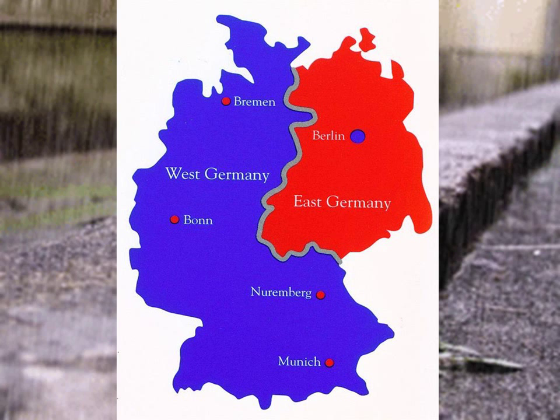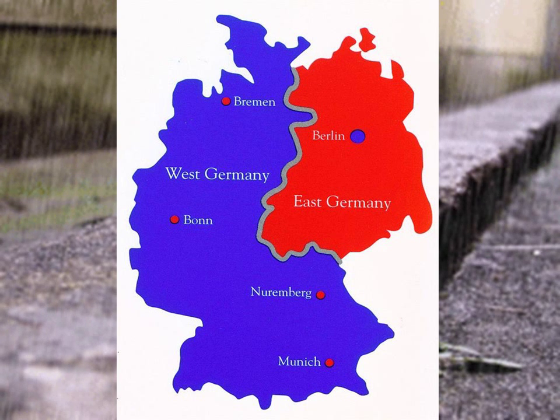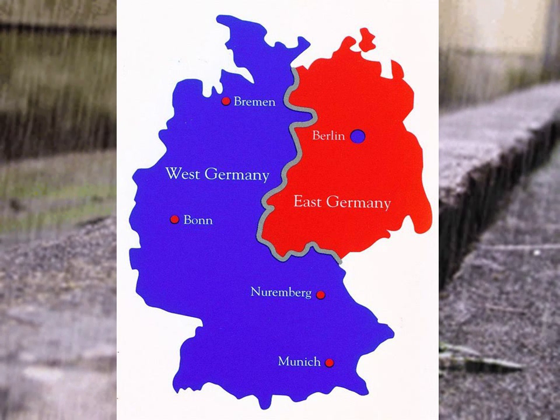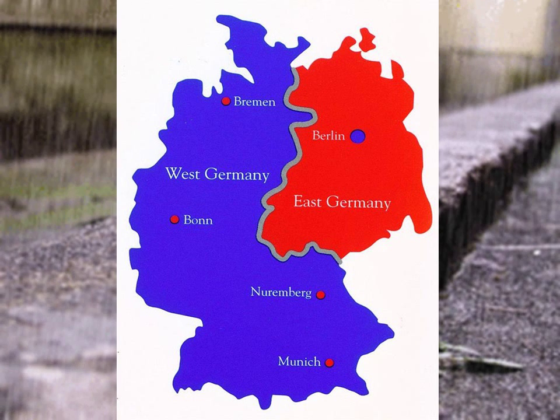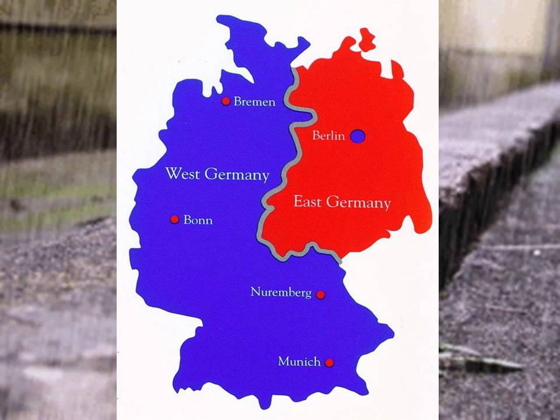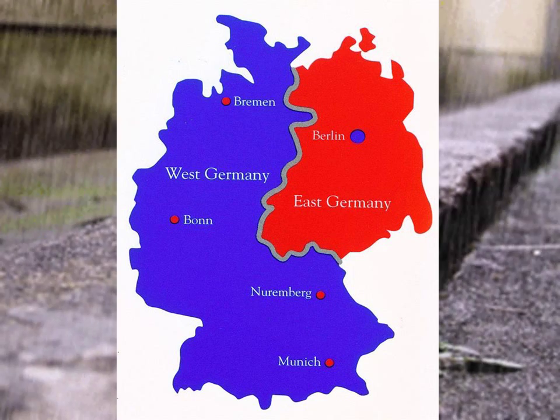So this is just another map showing what the division between West Germany and East Germany looked like. Remember, East Germany was controlled by the Soviet Union, while West Germany was influenced by capitalist nations like the US, Great Britain, and France.